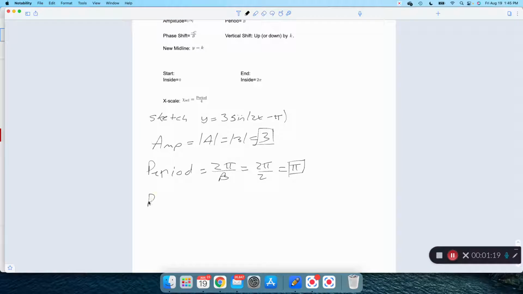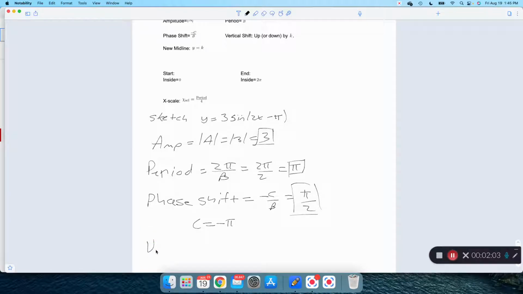Our phase shift. This is going to be our horizontal shift. We're going to grab regular old sine of x and scoot him over. It is always negative c over b. C here is this number added or subtracted. So opposite of c. C is negative pi. I'm going to write that. C is negative pi. I want the opposite of c. So pi over b. B is 2. Right there. This is going to be my new starting point, my new x-intercept for sine.